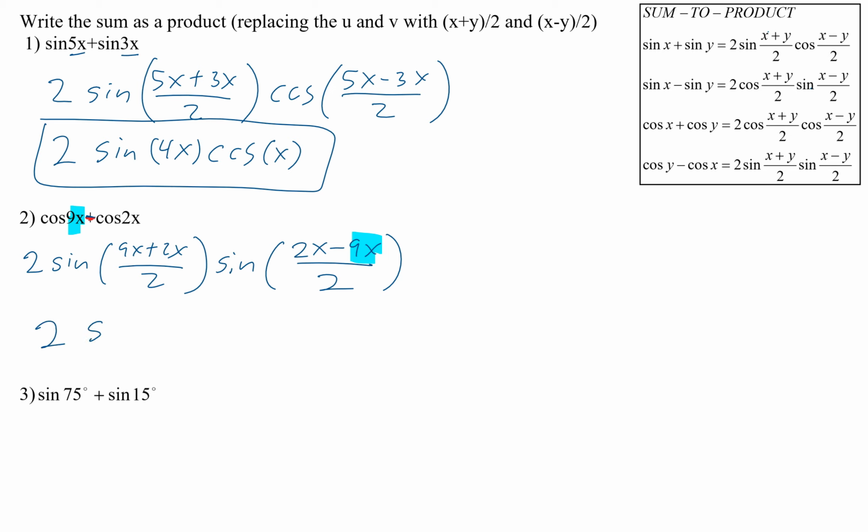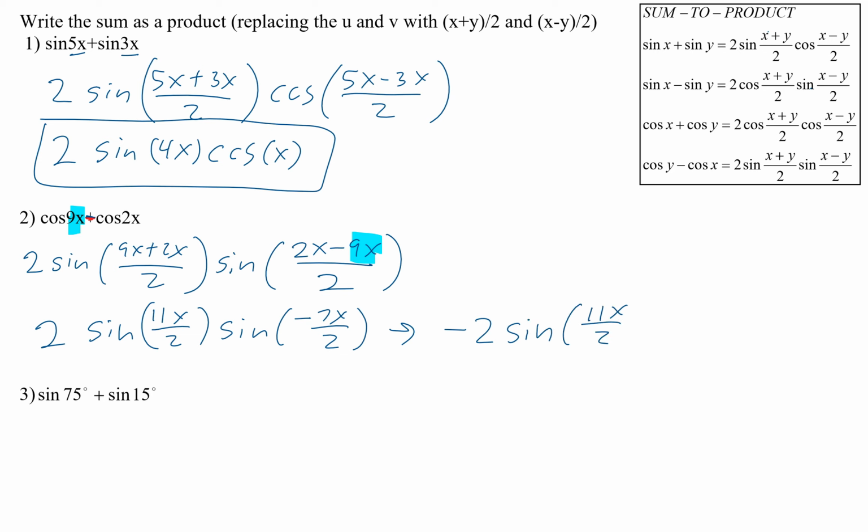So this becomes 2 sine 11x over 2. And then sine negative 7x over 2. So we then take that negative out, and we end up with negative 2 sine 11x over 2 sine 7x over 2. Remember, we can take it out because it's an odd function. Odd functions mean if it's negative inside, it's negative outside.